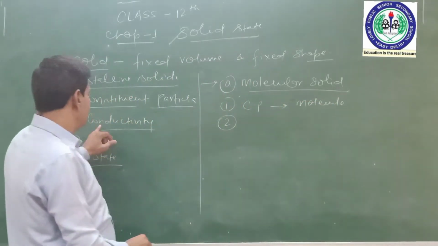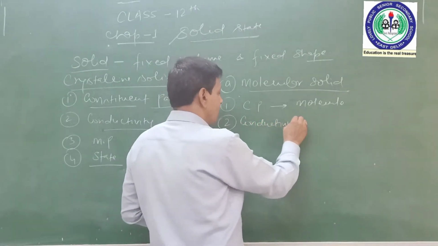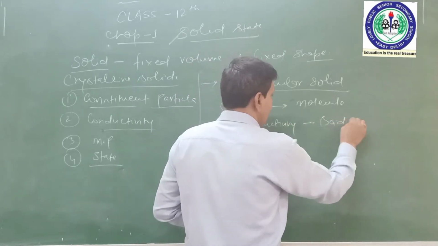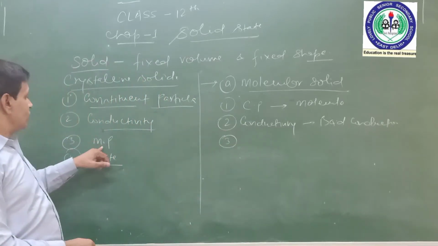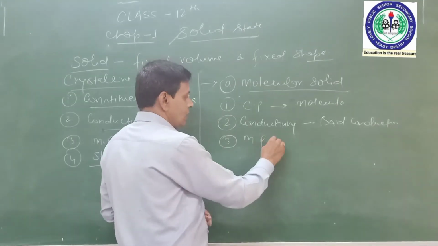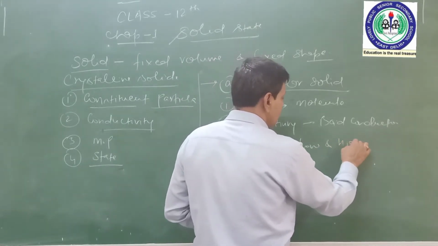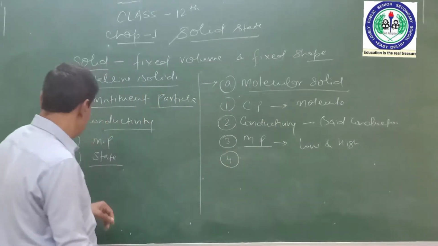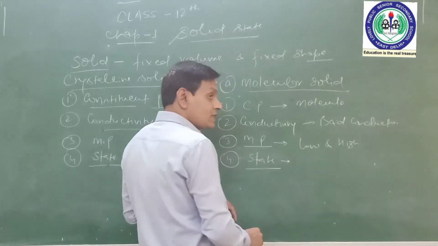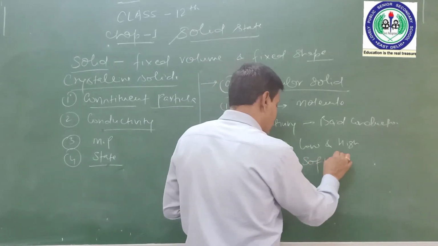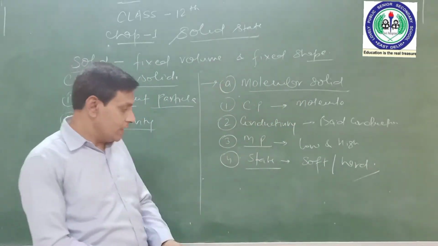The second one is conductivity. If you think about the conductivity, this is a bad conductor. Third, if you think about the melting point, it is low and high both. Fourth, if you think about the physical state, it could be soft or hard, both. The molecular solid may be soft or may be hard.